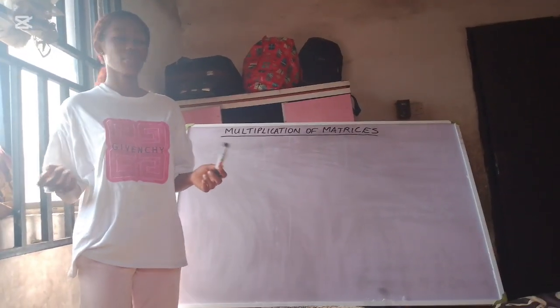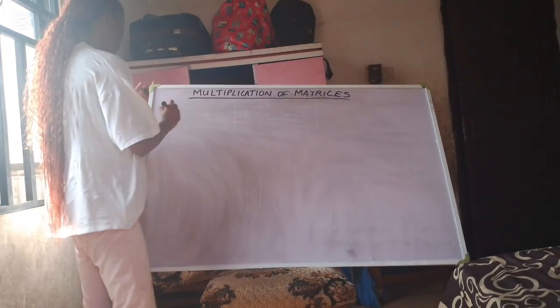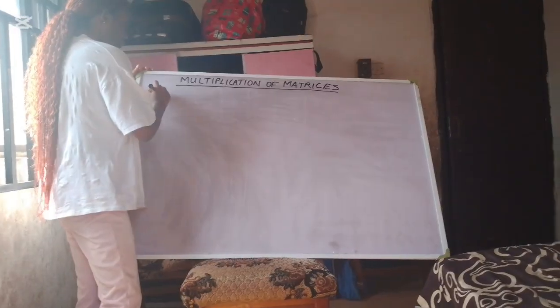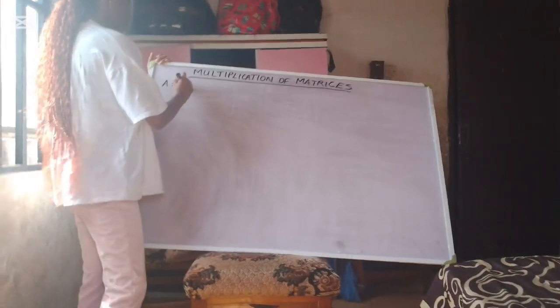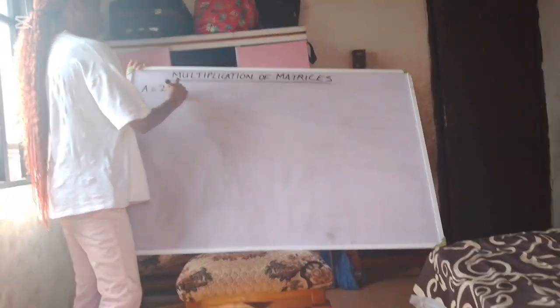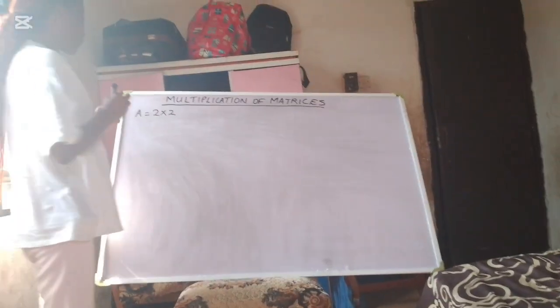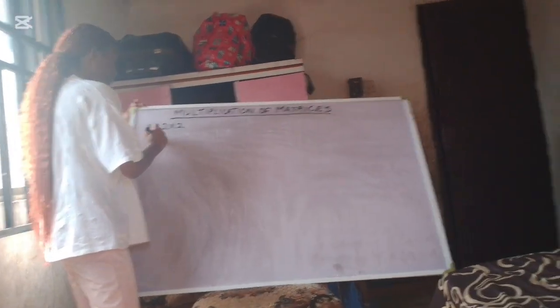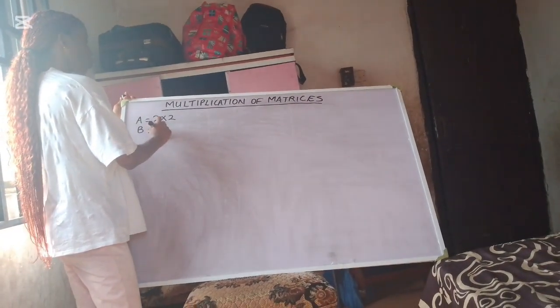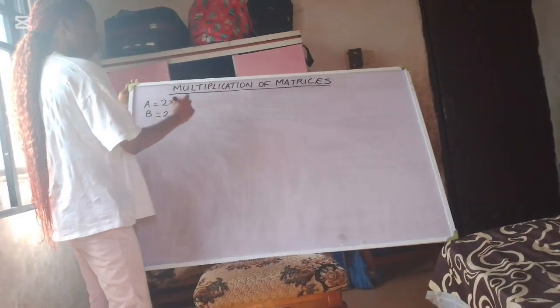Alright, let's give an example. Let's say we have a matrix A. The order of matrix A is 2 by 2. And we have another matrix B, and the order of that matrix is also 2 by 2.